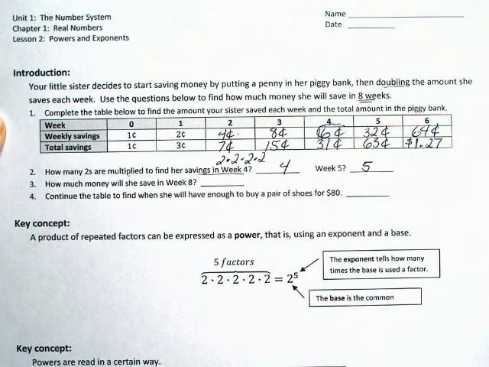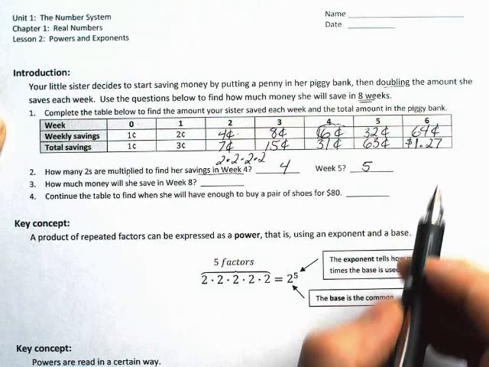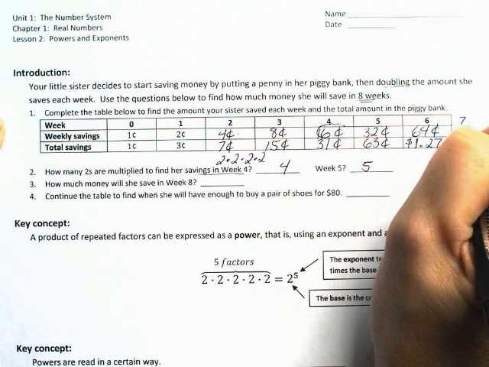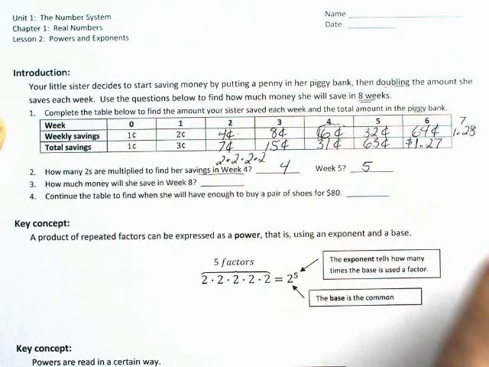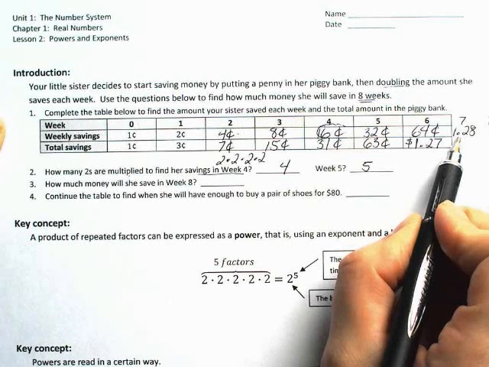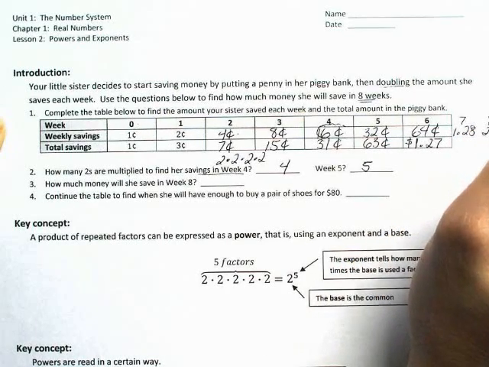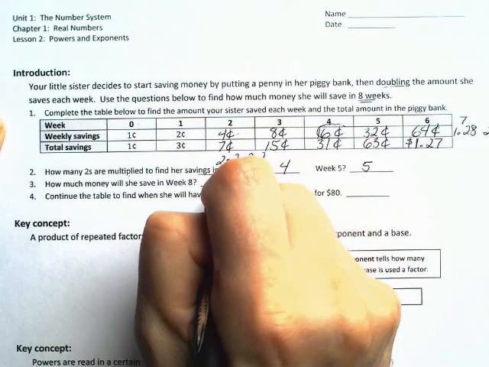Okay. Now question 3. How much money will she save in week 8? Okay. Well, the table doesn't go all the way to week 8, but if we added 1 more column on there to be week 7 and doubled that, 64 plus 64, that would be $1.28. And then 1 more time, we could create another column to be week 8 by doubling this. So $1.28 times 2 is $2.56.